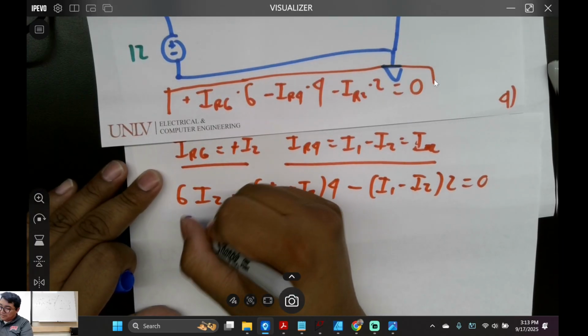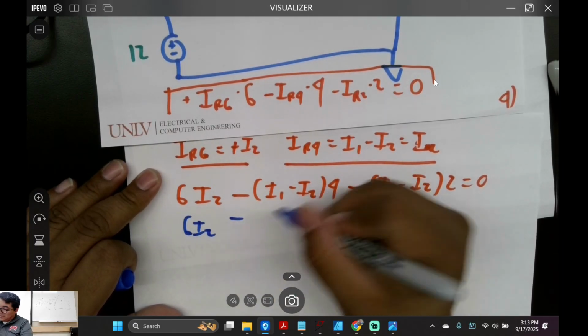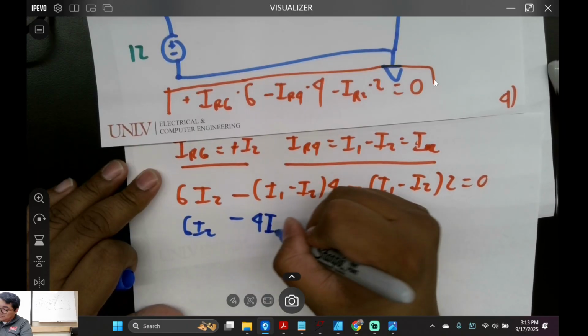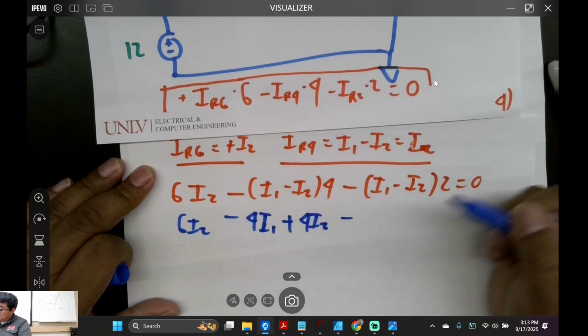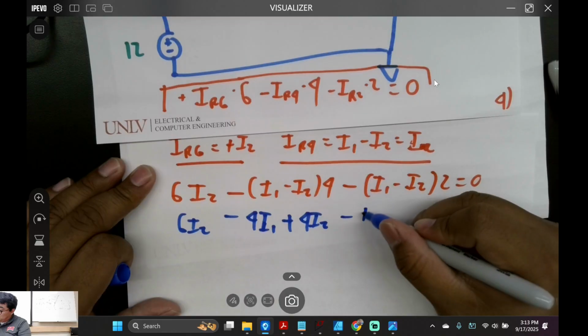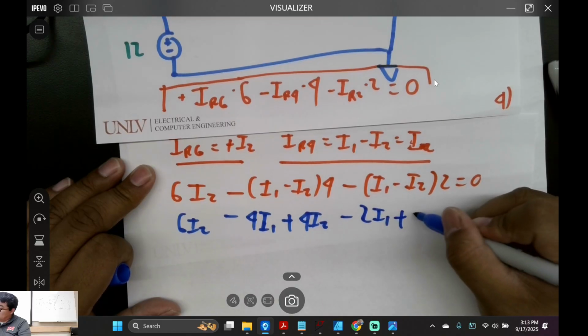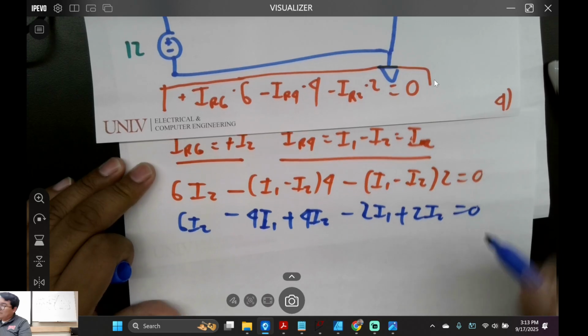So I'm going to do the following. 6I2 minus 4I1 plus 4I2, right? Minus 2I1 plus 2I2. Is that good?